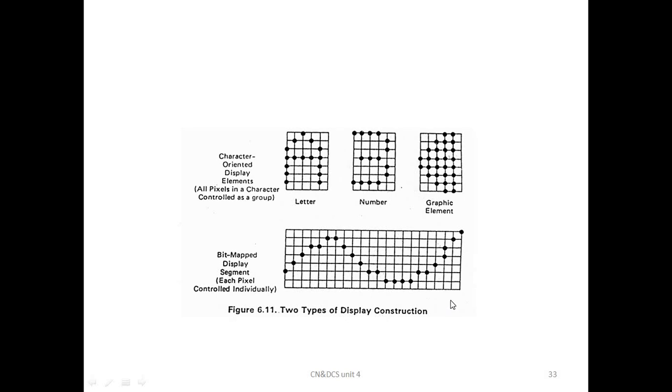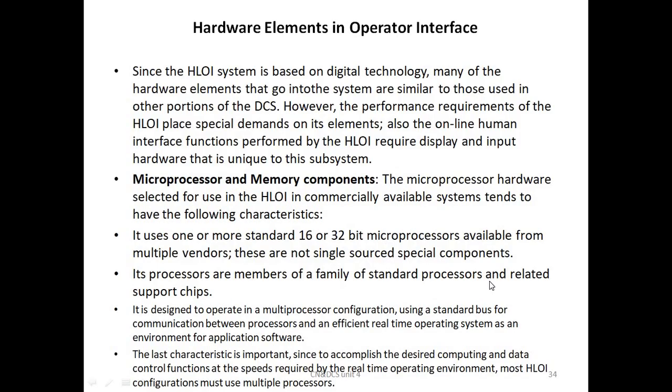Here the types of display connections. Here the model of character-oriented display elements, all fixed character controller, here the letter A and the number 3, and graphic element. Here the bit-mapped display element, each pixel controlled individually. Here the sinusoidal waveform, the types of display constructions. Then hardware elements in operator interface.